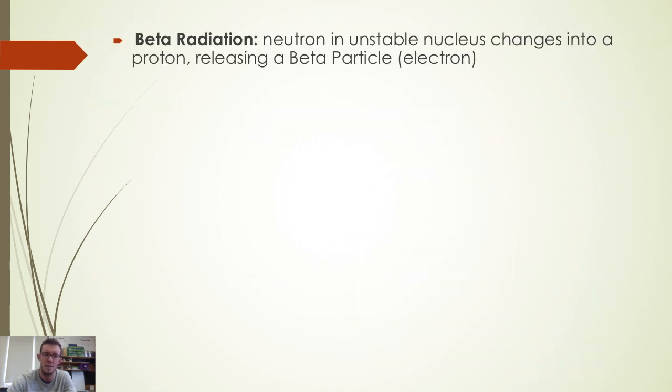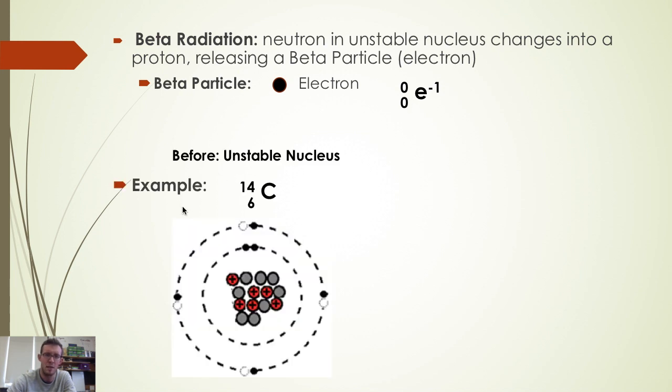Another type of radiation is beta radiation, which occurs when a neutron in an unstable nucleus changes into a proton and releases a beta particle. A beta particle is just an electron, which can be represented as a lowercase e with a negative charge. But it doesn't have any mass or any atomic number. An example of beta radiation would occur with something like carbon-14, which again is an unstable isotope of carbon.